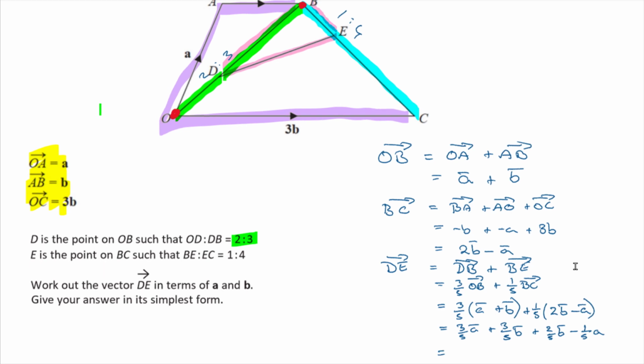And that is equal to, well, let's collect like terms. I've got terms in A. I've got 3/5 of A minus 1/5 of A. So that is 2/5 of A. And then I've got 3/5 of B plus 2/5 of B. So that makes 5/5 of B, or just simply B. Okay, so I've got 2/5 of A plus B. That's it. That's my vector. Does it get any more simple than that? Don't think so. I think that's going to do.